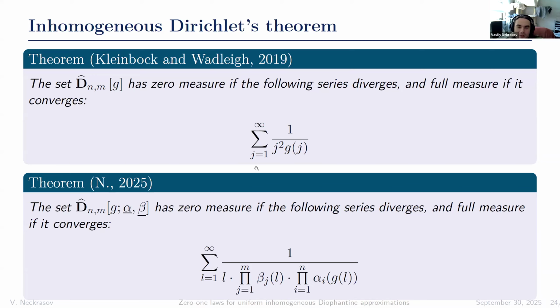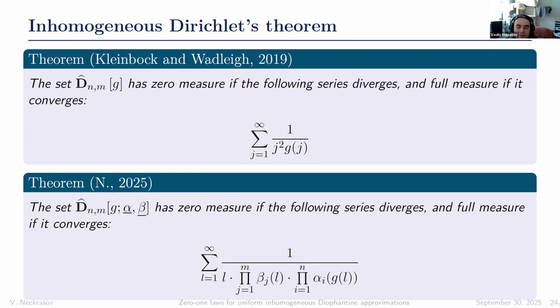So they were doing it via dynamics on the space of grids, space of inhomogeneous lattices, and there was some shrinking target problem. This problem was reduced to this shrinking target problem, and then by some dynamical methods, this shrinking target problem implied this convergence or divergence relation. We will do it differently.